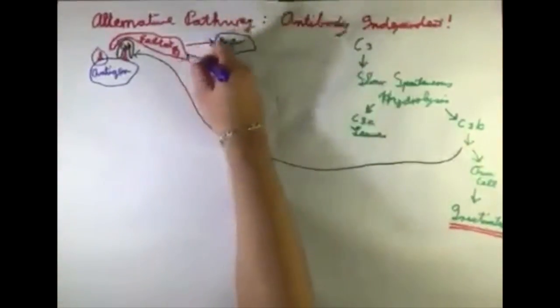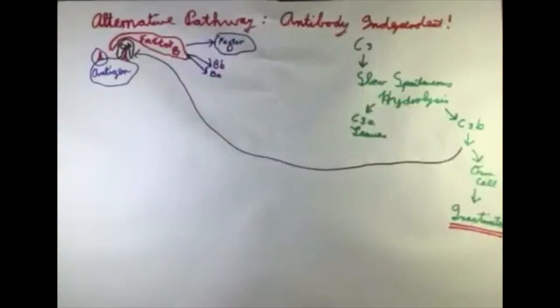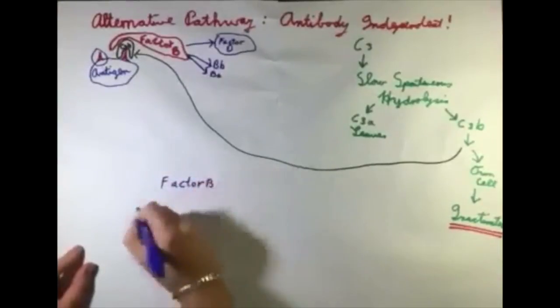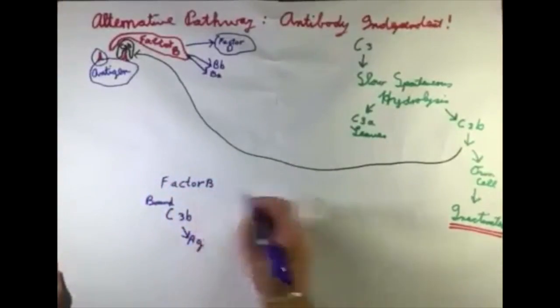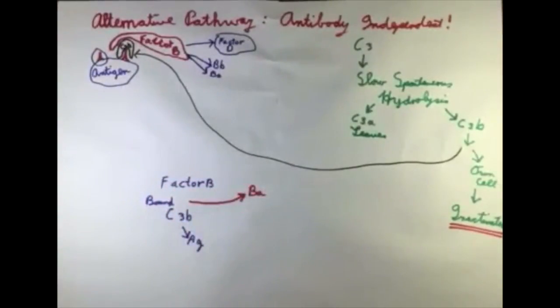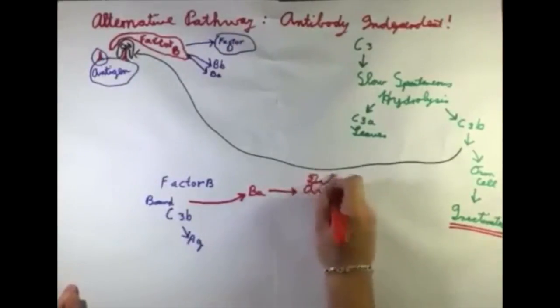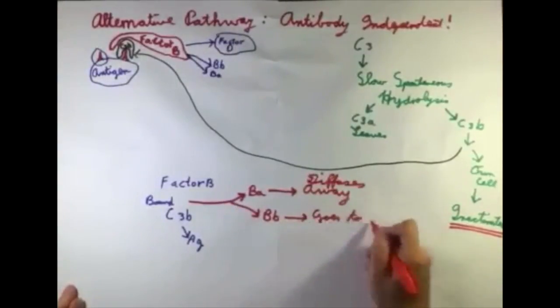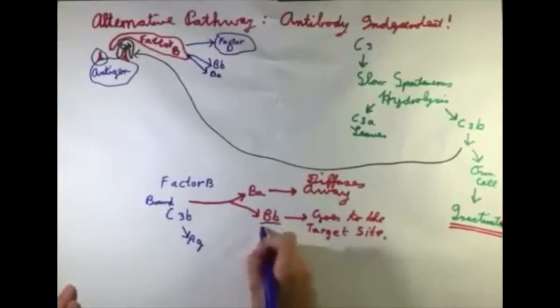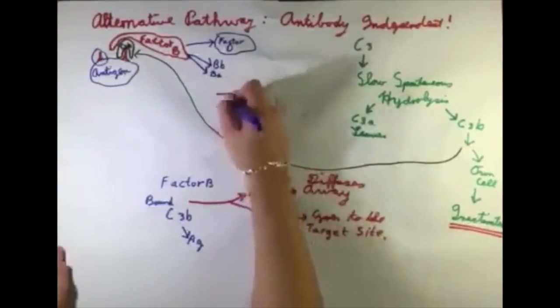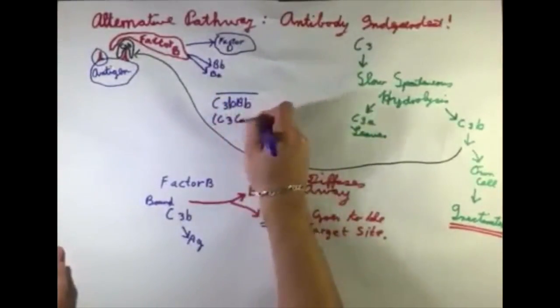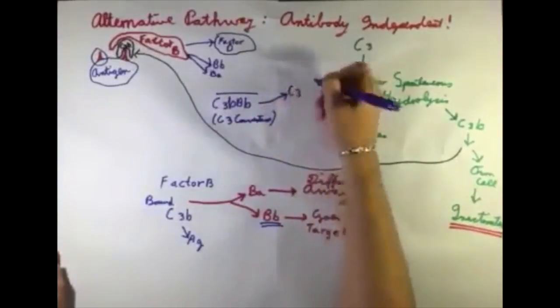Factor B is bound to C3b, and factor D is bound to Ba, which also diffuses away from the system, and Bb travels to the target site. C3bBb, also known as a C3 convertase, is an activated complex. C3a diffuses away, and C3b goes to the target site.